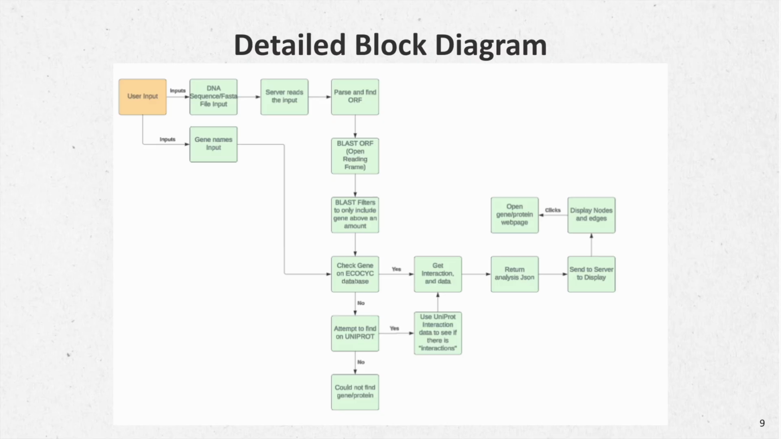Once we have gotten the gene, we check that gene on the EcoCyc database. In the case that it does not bring up a match, we then look for it on UniProt, and if that still doesn't bring up a match, then we identify that we cannot find that gene or protein. If we can find this gene on the EcoCyc database, then we get the interactions of the protein to find what genes it activates or inactivates. Then we package that into a JSON file to send to the front end, which would then display the graph for the user to see.